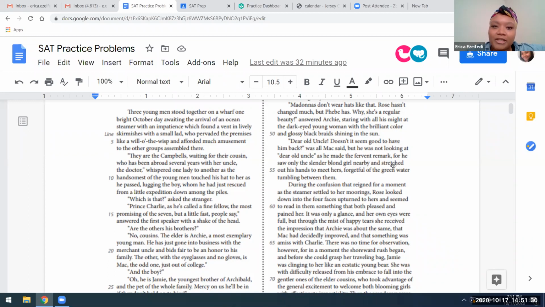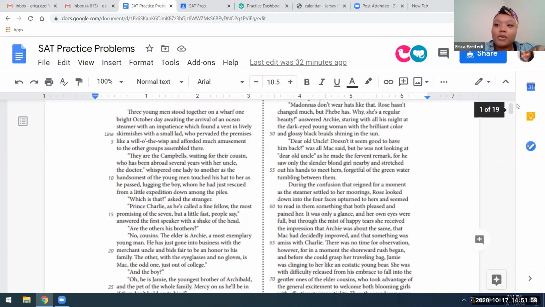So when we see this kind of antiquated language, we can translate the word "for" in some instances into "because." Rereading it, it'll read as: but he was not looking at his dear old uncle as he made the fervent remark because he saw only the slender blonde girl nearby. So that's more of a modern reading of that line.